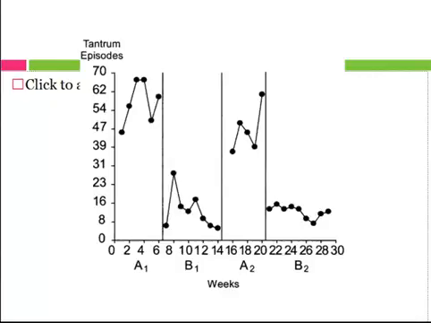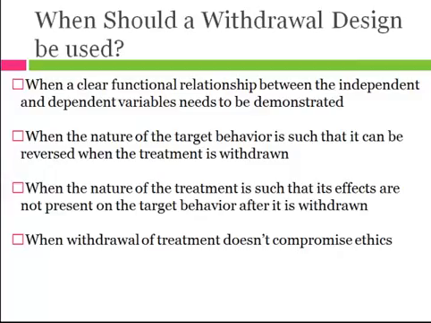When the intervention was introduced, those tantrum episodes went down. When that intervention was taken away, we see in A2 that those tantrums increased again. When the intervention was introduced once more in B2, those tantrums again decreased. So that pattern demonstrates that the intervention was the cause of the decrease in tantrum episodes.